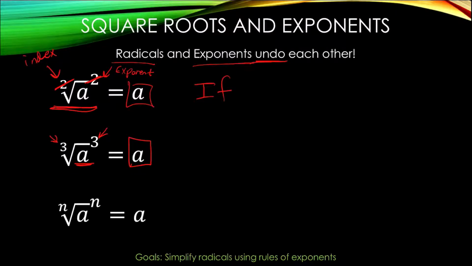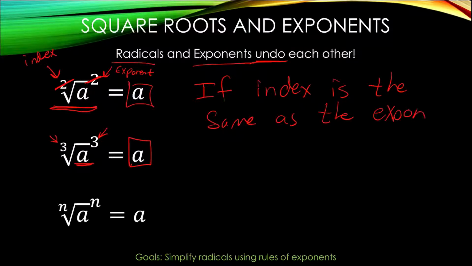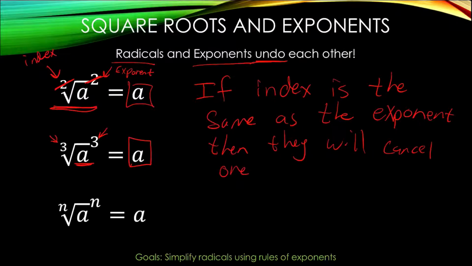If the index is the same as the exponent, then they will cancel one another out.